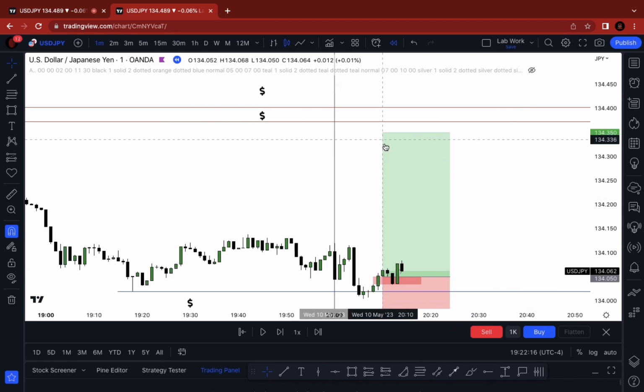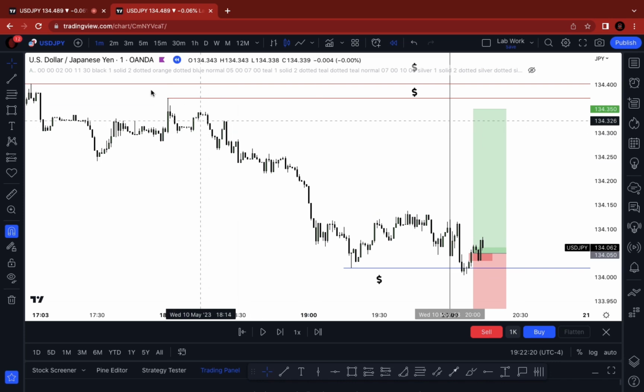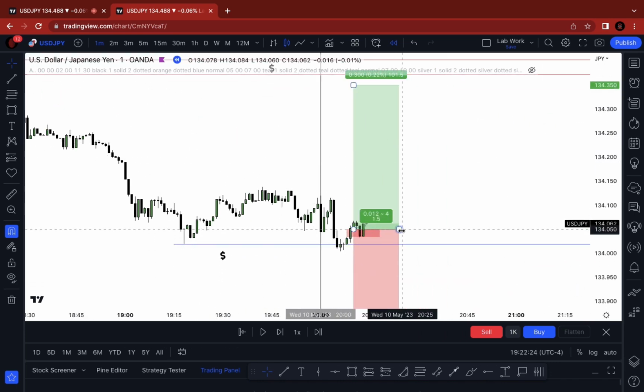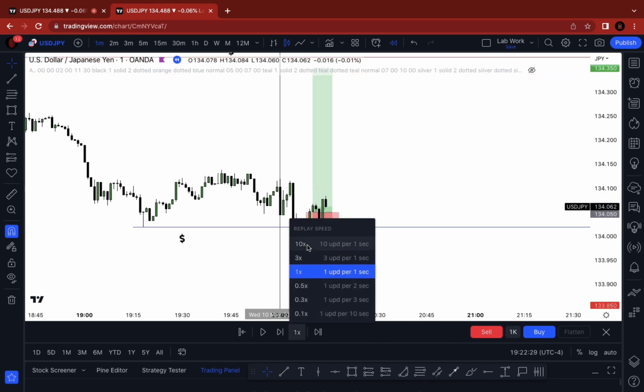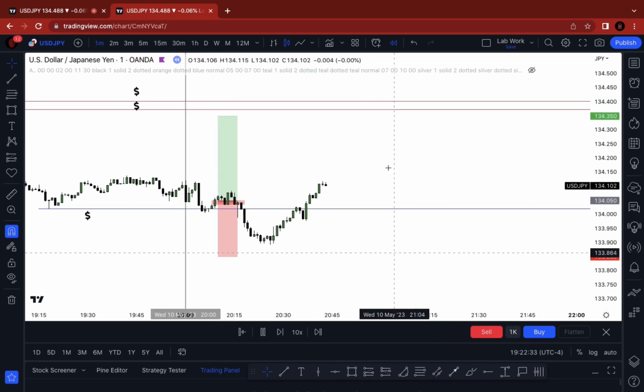But you could see how it's still a reasonable area for price to run up to take out those highs here, relatively equal highs. And then I wait for price to tap into that fair value gap to then go long. And if we play it out, we'll see this is what occurs.